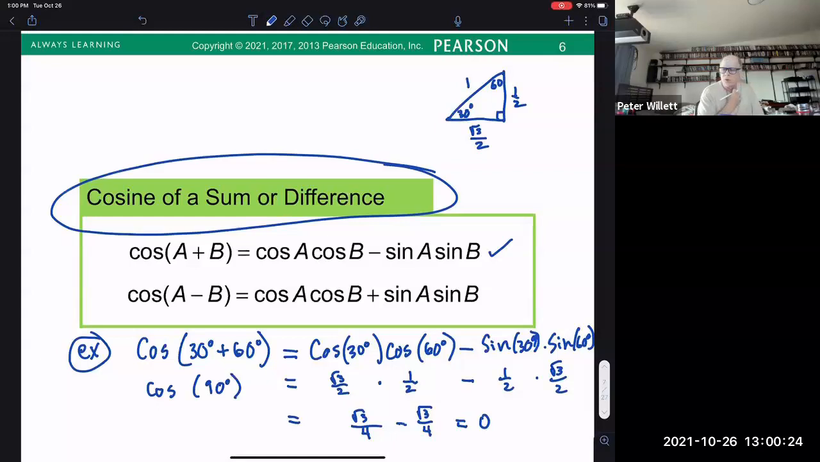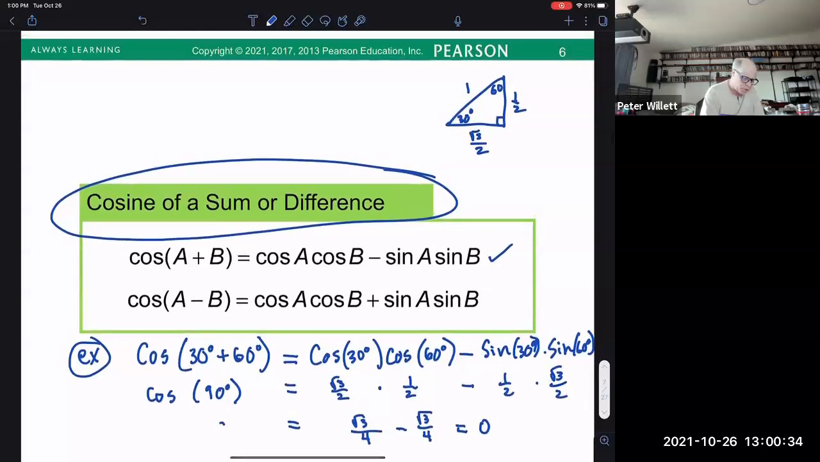And so this is one of our quadrant border angles. When we're at 90 degrees, you're straight up at the point (0, 1), and the cosine is the x value, which we know to be 0 at that point. So it does check, and this identity seems to work with a couple of simple angles that we plugged in, just to see what it says and to confirm that it works with a simple example.